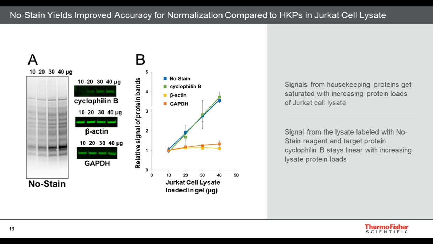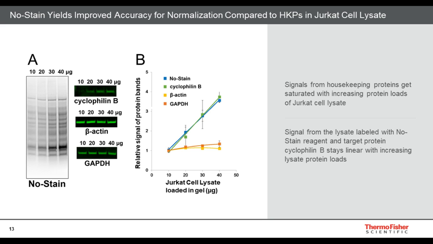Again, the results are remarkably similar: even with increasing protein concentration, no-stain-based total protein normalization provides a linear signal. The target protein, cyclophilin B, also shows a very linear signal, but the housekeeping proteins, beta-actin and GAPDH, are saturated, resulting in a non-linear plot, right? So again, as you can see, the results are fairly obvious.